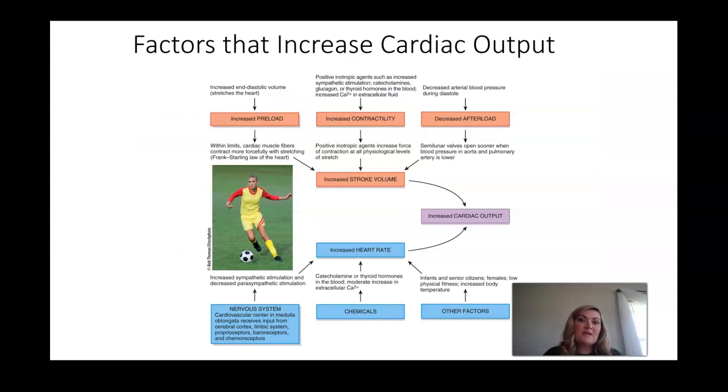And then factors that can increase cardiac output. So you could have increased preload. Let's say within limits of cardiac muscle fibers, they're going to contract more forcibly when stretched. That can lead to increased stroke volume. You could have increased contractility, which can lead to increased stroke volume. And you could have decreased afterload, which could lead to that. Both of these can go to increased cardiac output.